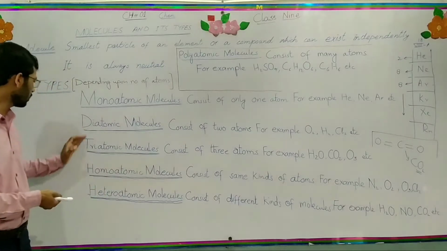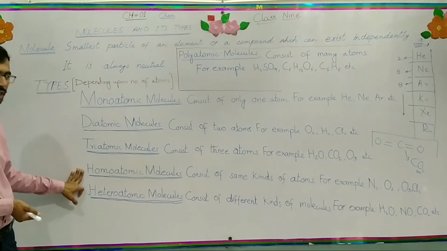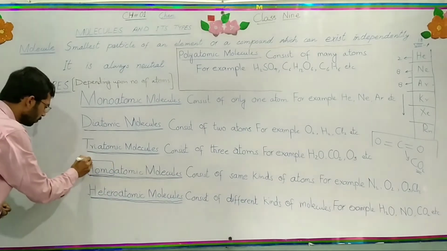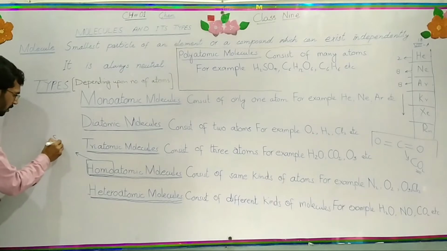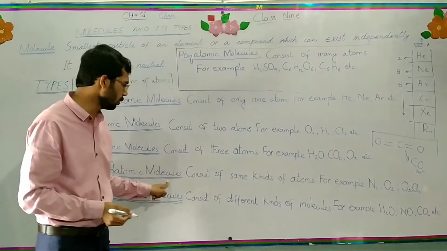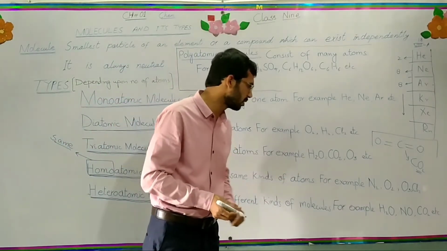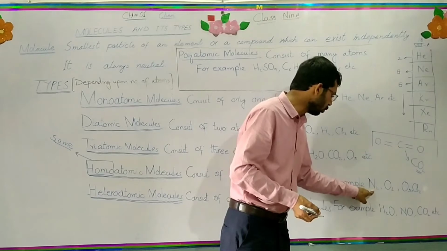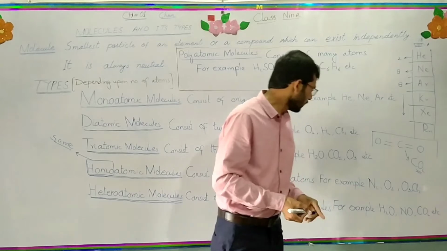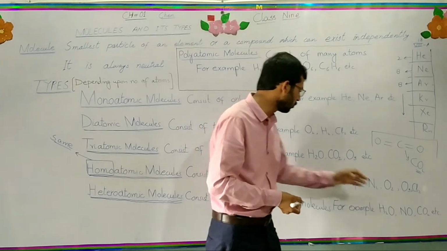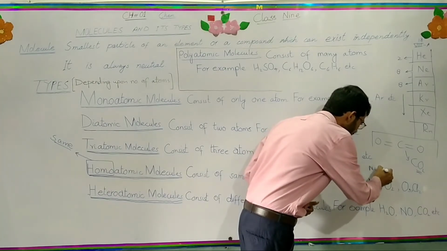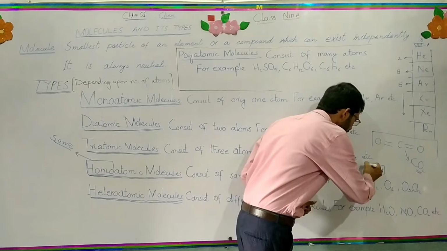These are triatomic molecules because they consist of 3 atoms. And the next one is homoatomic molecules. The word homo means same. Homoatomic molecules are those molecules which consist of the same kind of atoms. For example, N2, O2 and O3 and Cl2, etc. There are the same type of atoms in these molecules. For example, N2 has 2 atoms, nitrogen and nitrogen.